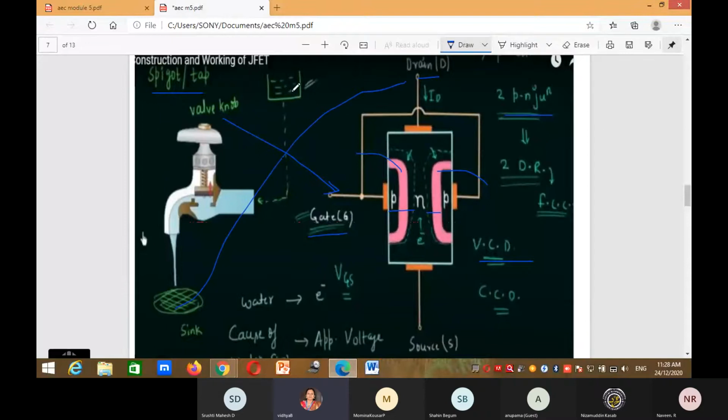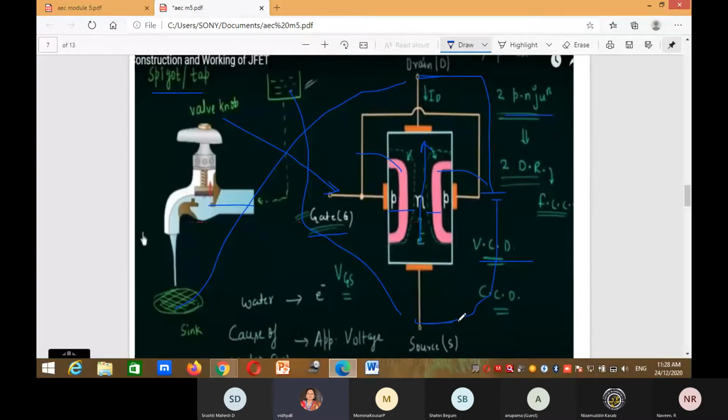This is the drain and this is the source. By using the gate we can control the flow of electrons to the drain. When you apply the voltage between drain and source, what happens? The electrons start flowing up, because here is the positive connection and this will be the negative connection.